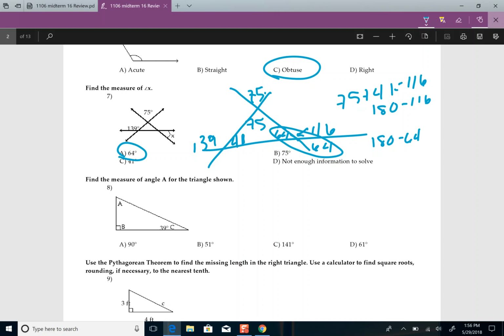This one's a little easier, number 8. I have a triangle, so I know it has 180 degrees. I already know two of the angles. I know B is 90. I know C is 39. So let me put that in my calculator. That's 129. So to get A, I'm going to do 180 minus 129, which gives me 51.